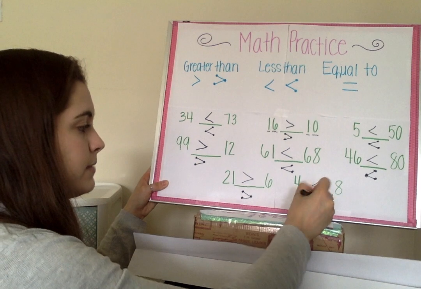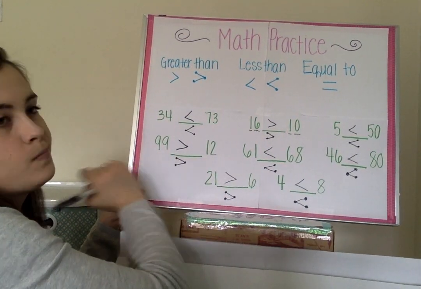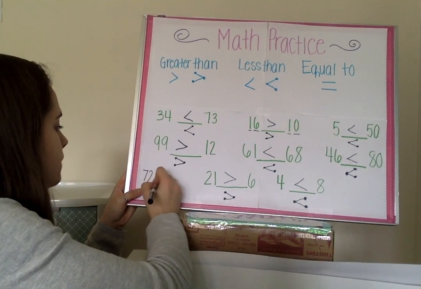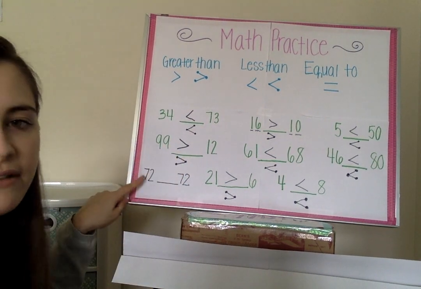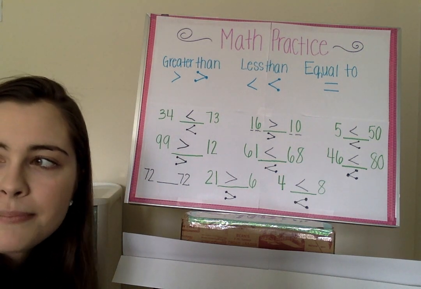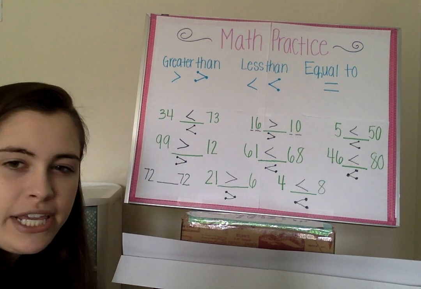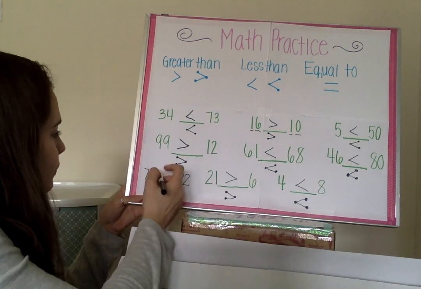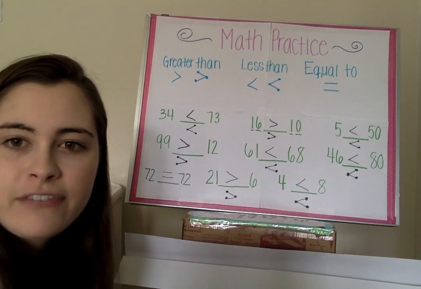I want to add one more problem actually. It's not written on here, but I want to add a bonus problem for you. 72 blank 72. Think about that for a second. That'd be greater than, less than, or equal to. That one would be equal to. So remember, when we have 2 of the same number, we would have equal to.